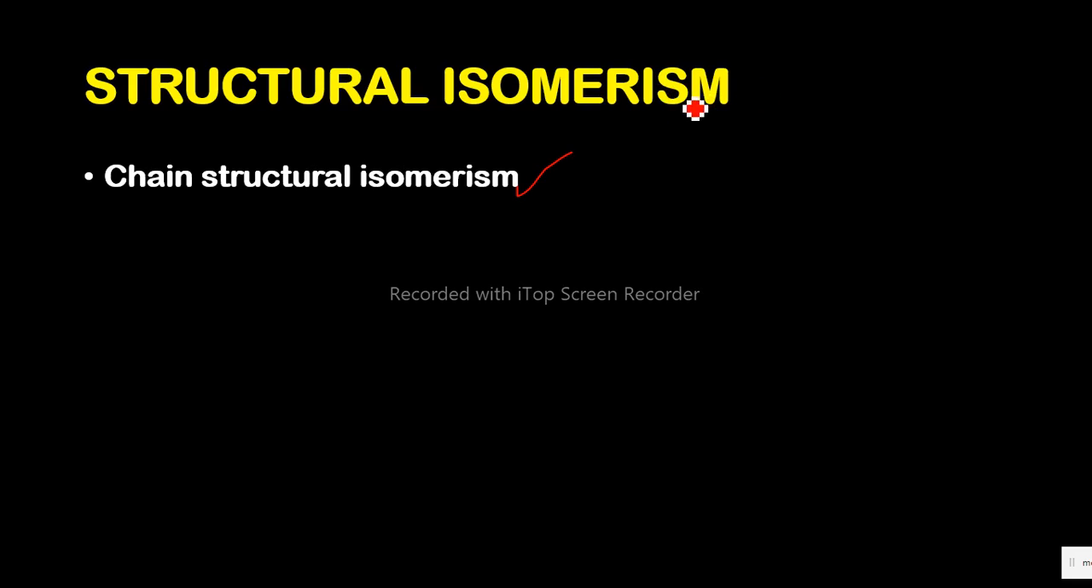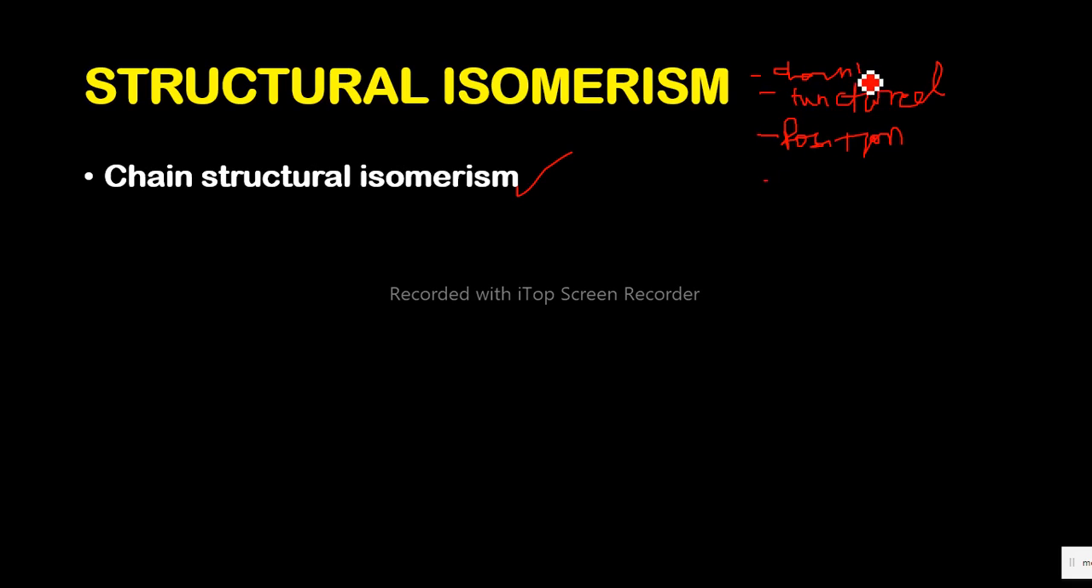So the subtypes under structural isomerism, we have chain isomerism, we have functional isomerism, and we also have position isomerism. And is there a fourth one? I don't think so.